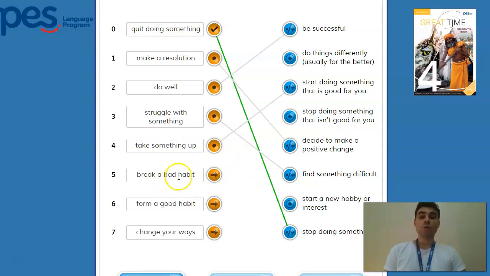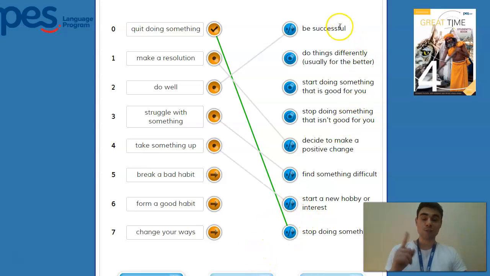Now, to break a bad habit. It means that we stop doing something that isn't good for you. Number 6, form a good habit. So this is, here. That's an interesting one. So I guess we need to come back. To take something up is to start a new hobby or interest.